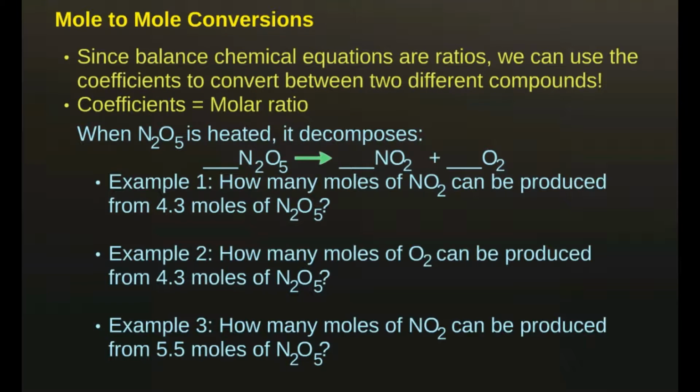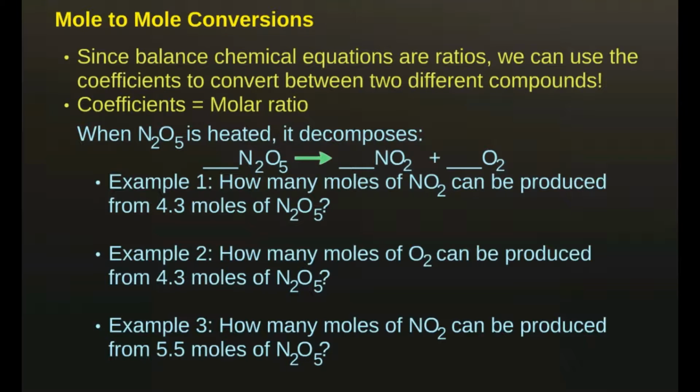I told y'all, when we were going over the hydrates, that the coefficient is your moles. So every time you've been balancing, you've been doing it in moles. You just haven't realized you've been doing it. Right here, it says how many moles of NO2 can be produced from 4.3 moles of N2O5? Well, first thing you've got to do, you cannot solve that without balancing your equation. You have to balance it first.